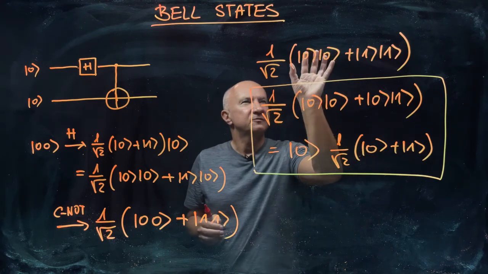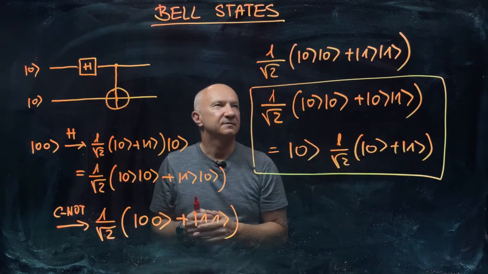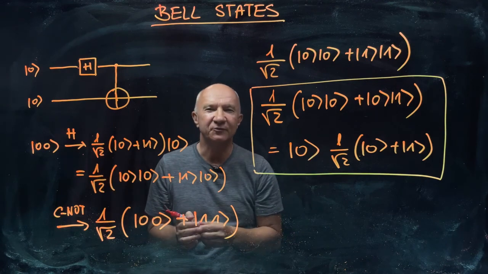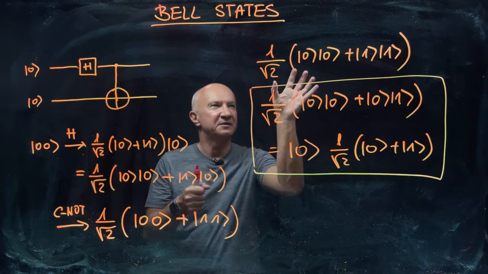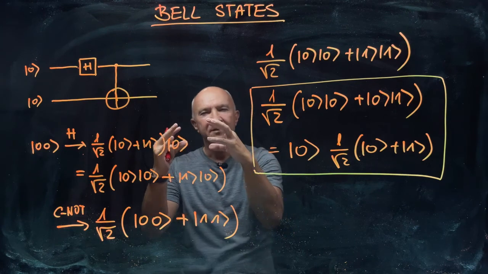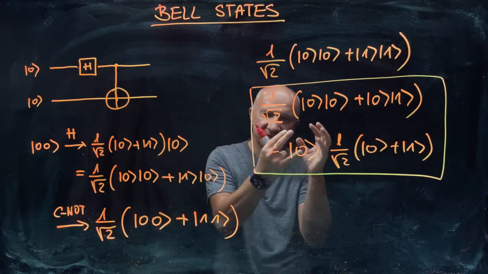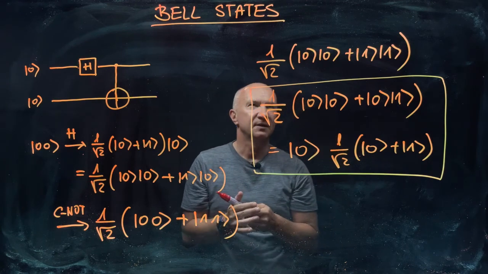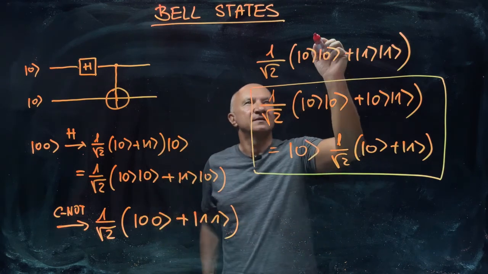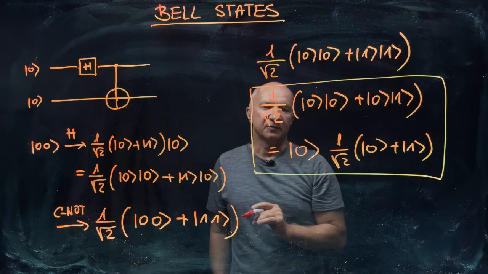When you try to do it with the other state, no luck. Try as hard as you want. You will not be able to write this particular state as a state pertaining to the first qubit tensor product the state pertaining to the second qubit. So this state is entangled, this one is separable.